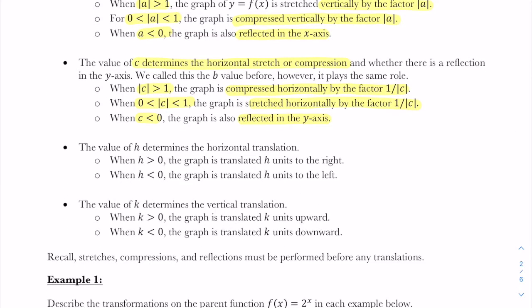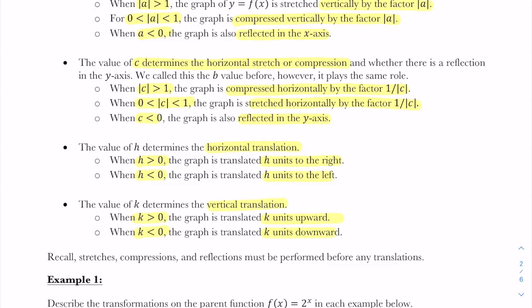h is the parameter that determines horizontal translations. If h is positive, we go h units to the right. If h is negative, we go h units to the left. And finally, k determines our vertical translations. If it's positive, we go that many units upward. If it's negative, we go that many units downward.